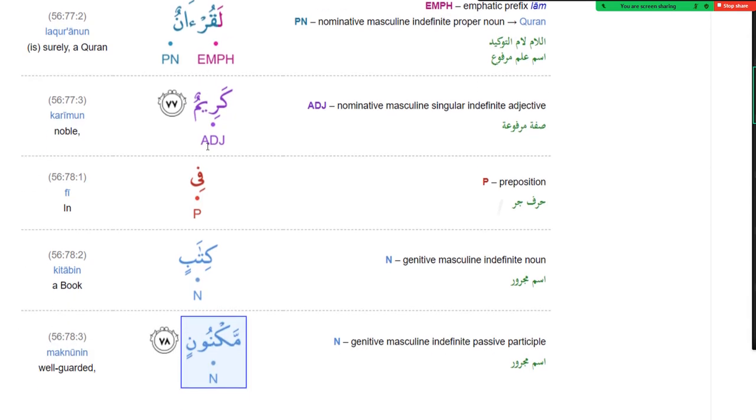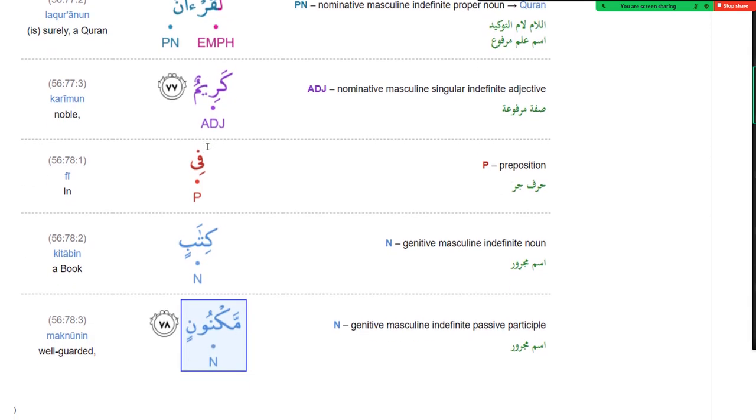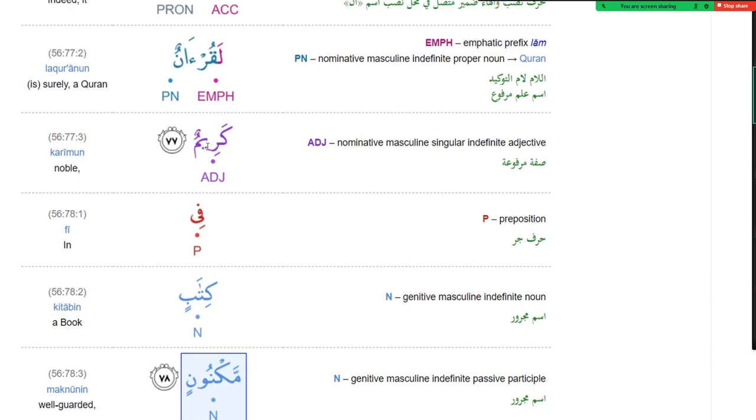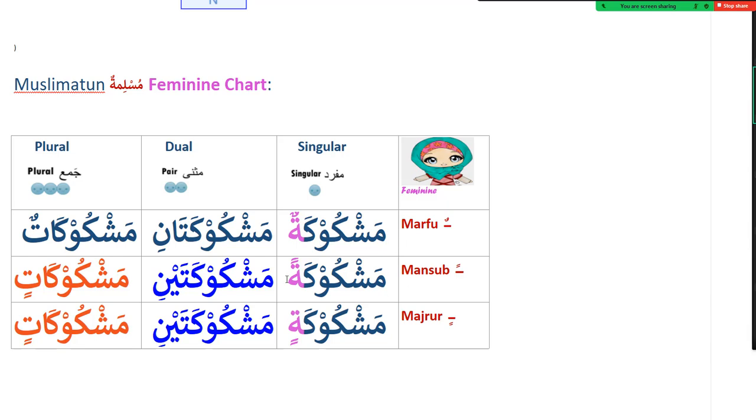إنه لقرآن كريم في كتاب مكنون. Most of the time we recite this ayah. It is surely a noble Quran in a well guarded book. Maknoon. Kitabin. Yes. And if you want to know the root letters, then you can click on the corpus.quran and it shows the root letters for you. Okay. And the chart is mashkukatun, mashkukatan, mashkukatin, mashkukatani, mashkukataini, and we already got a feminine example.